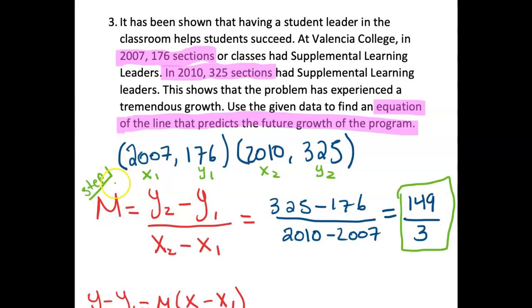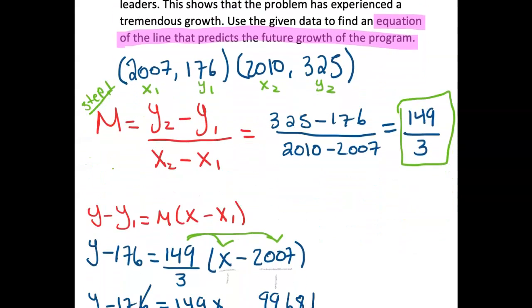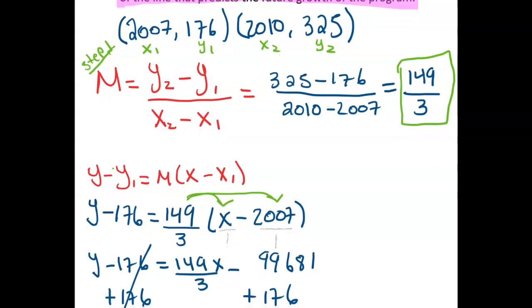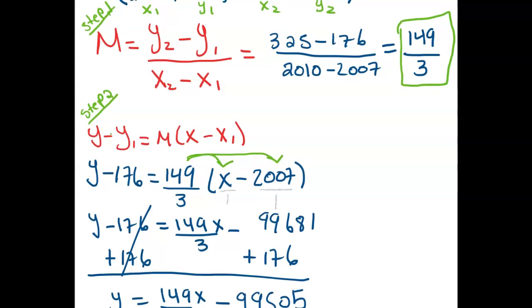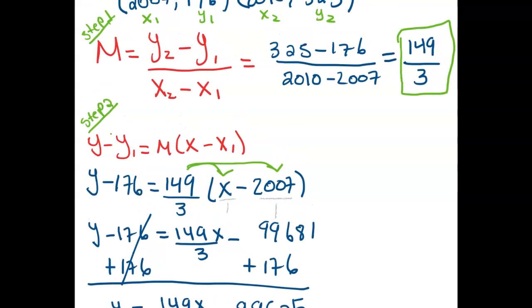Once we have our slope, we use the point slope formula to write the equation of the line. Now keep in mind that everything after that is just simplifying it. That's the only thing we're doing. We're just simply simplifying the equation.